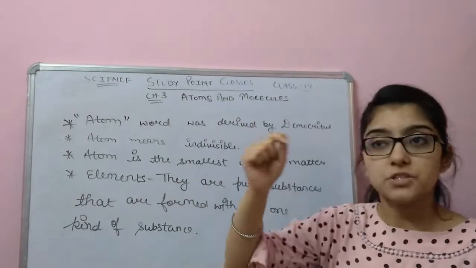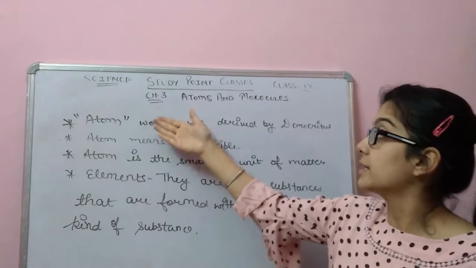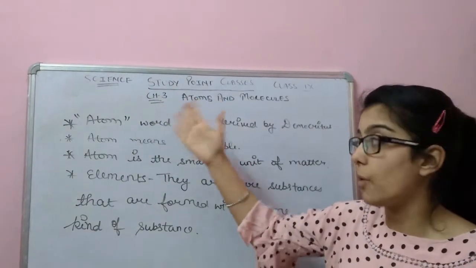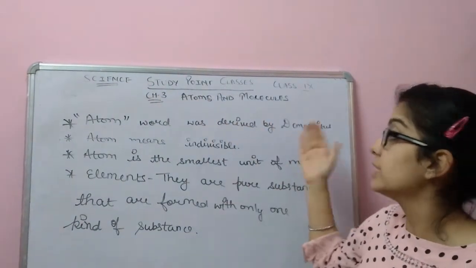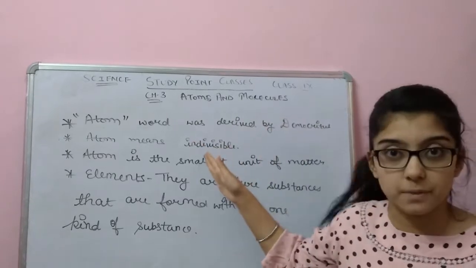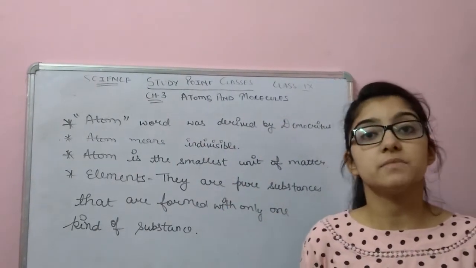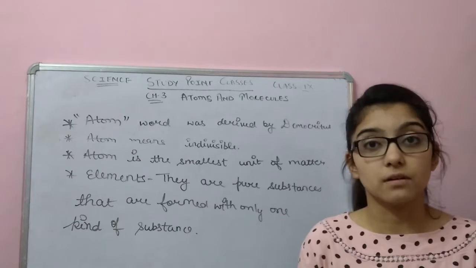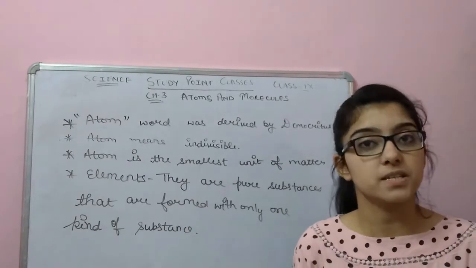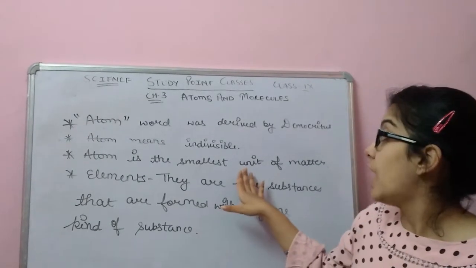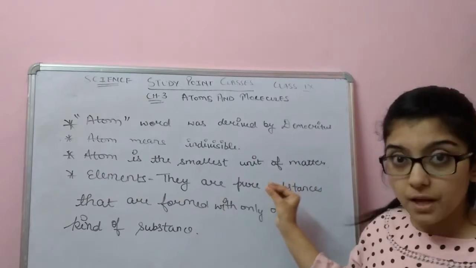Atom is the smallest unit of the matter, and the word atom was coined by Democritus, and in Greek, atom means indivisible. Now, indivisible means that atom is the smallest part. It cannot be divided into further simpler substances. Atom is the smallest unit of the matter.